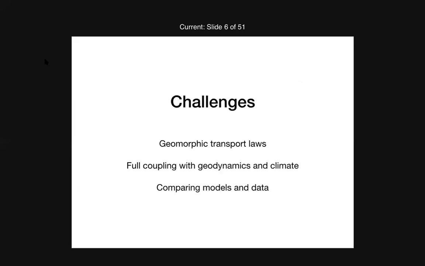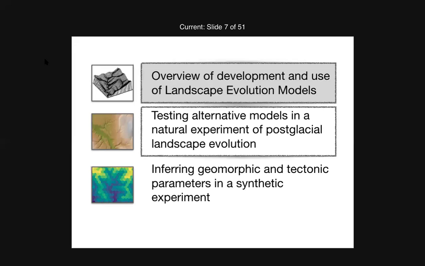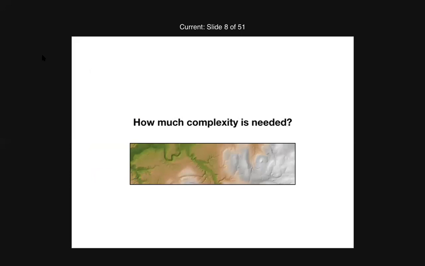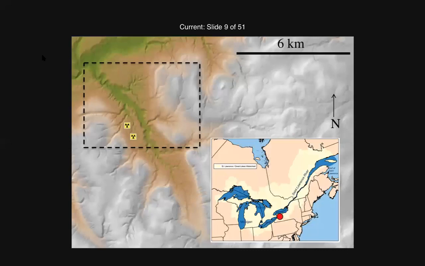So in this first case study, I'm going to show you how we can use numerical inversion to determine the appropriate level of complexity for modeling the evolution of topography. Here, we're going to consider how we can use a suite of alternative landscape evolution models in the context of post-glacial landscape evolution to ask the question, how much complexity in the model do we need to capture the dynamics of a field site?